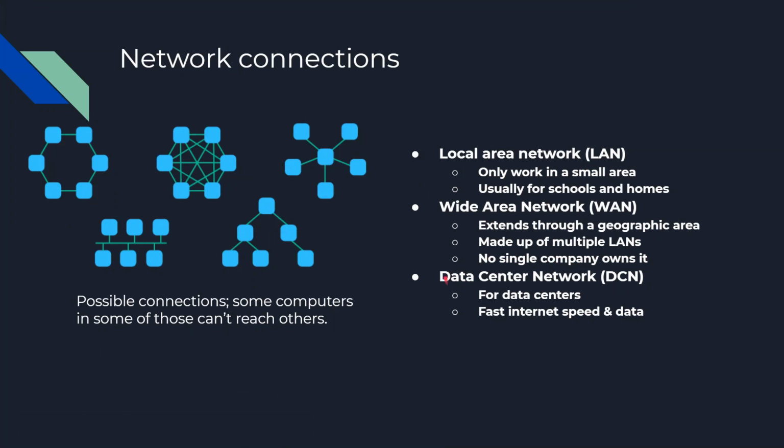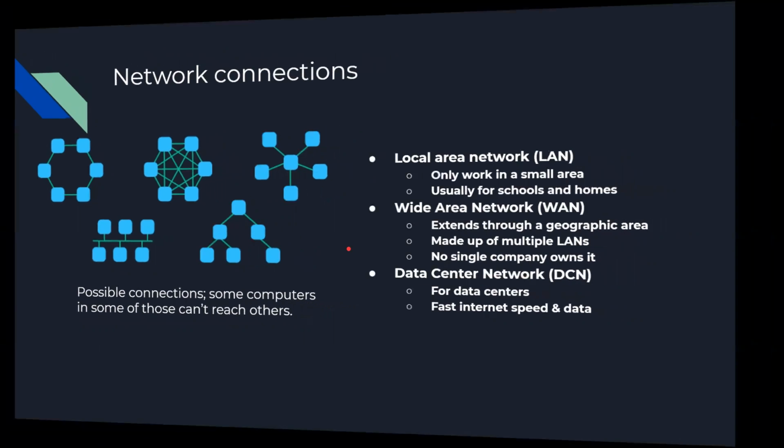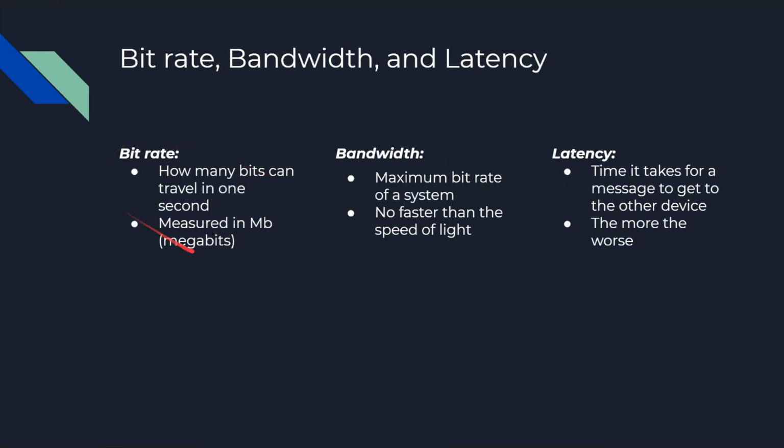The third one is rare. It's the data center network, DCN, and it's for data centers, and it has fast internet speed and reliable data, because those centers need reliable internet.